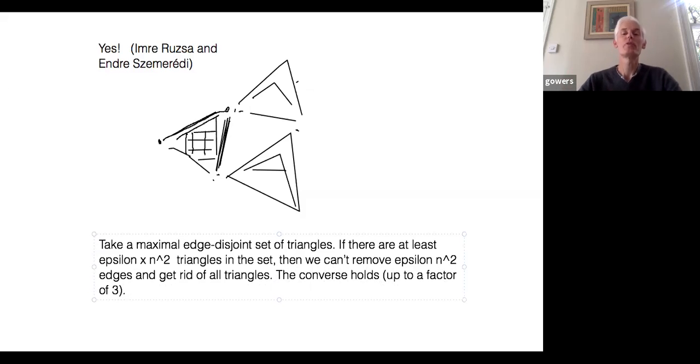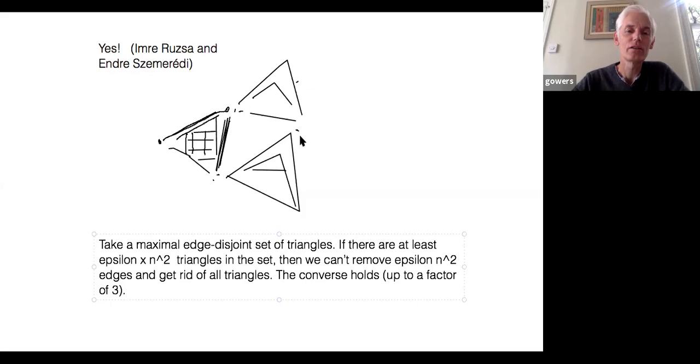Now, using that observation, I think I won't give the argument in full, but using that observation, one can prove that the triangle removal lemma is equivalent to the following statement. Suppose I take a 3 uniform hypergraph, and it has the property that none of its hyperedges share an edge. So what I've drawn here is actually a 3 uniform hypergraph, because this triangle doesn't share an edge with this triangle, and this triangle doesn't share an edge with this triangle. So none of the 3 triangles share an edge. They're allowed to share a vertex, but not an edge.